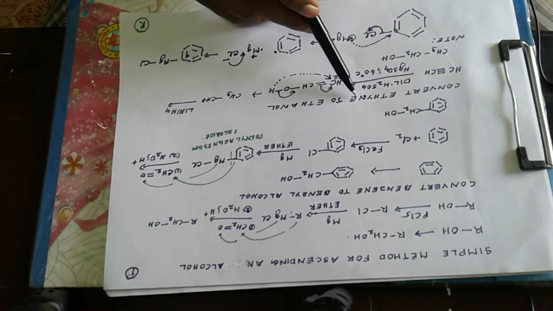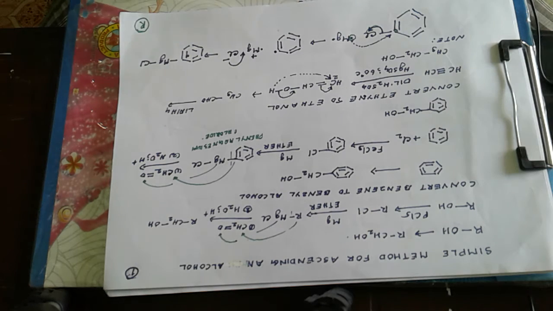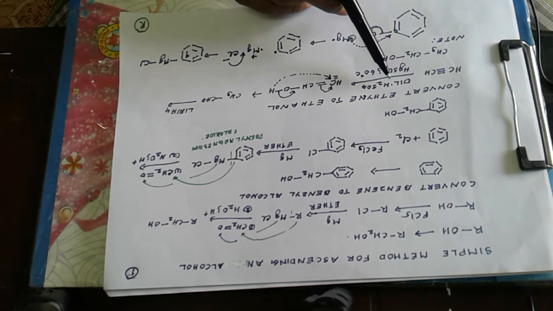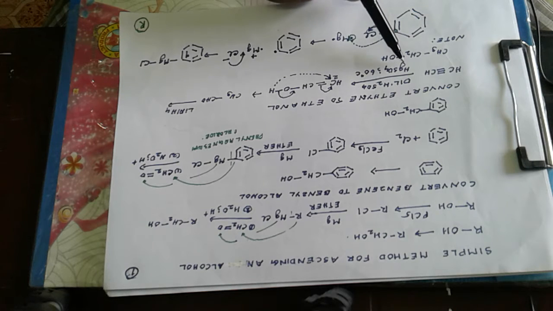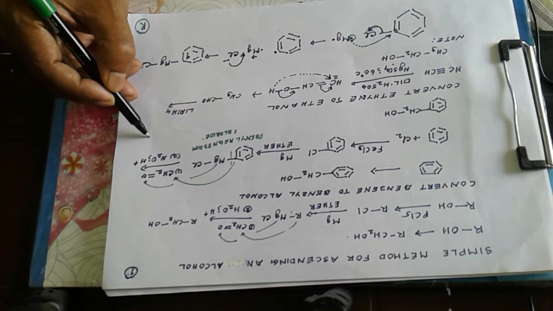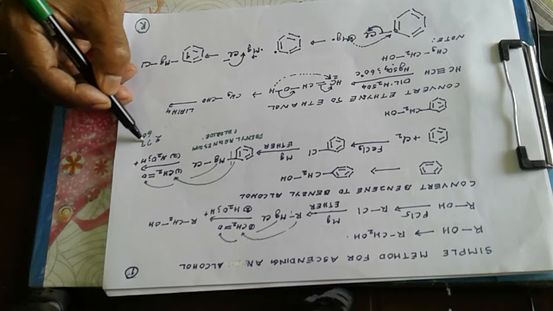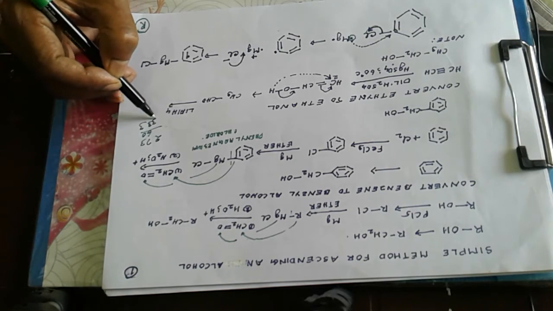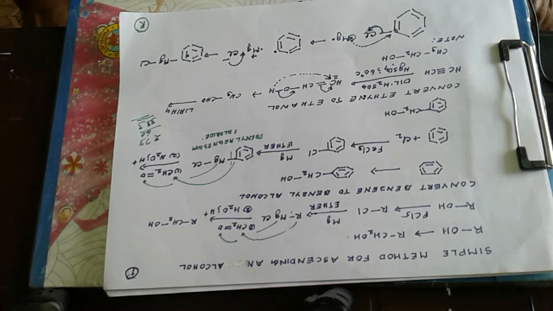Then how will you convert ethyne to ethanol? Now ethyne, that is acetylene, can react with a molecule of water in the presence of dilute sulfuric acid and mercuric sulfate as catalyst at 60 degrees Celsius. We can convert 60 degrees to Kelvin: 60 plus 273 gives 333. That's a fancy number. We can remember 333 Kelvin or 60 degrees Celsius.